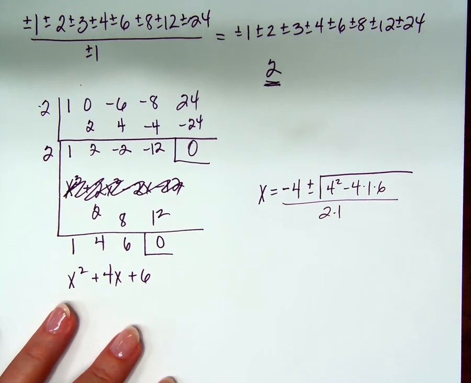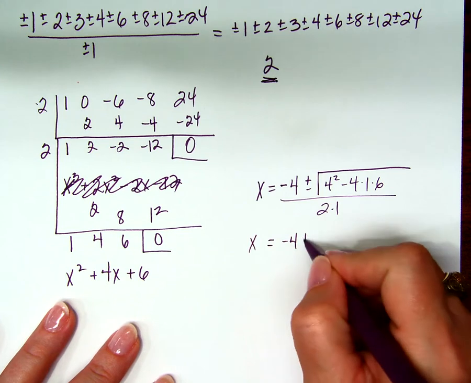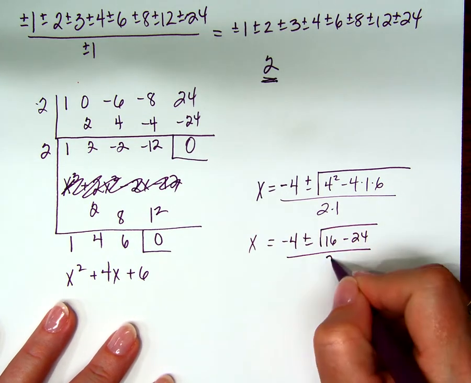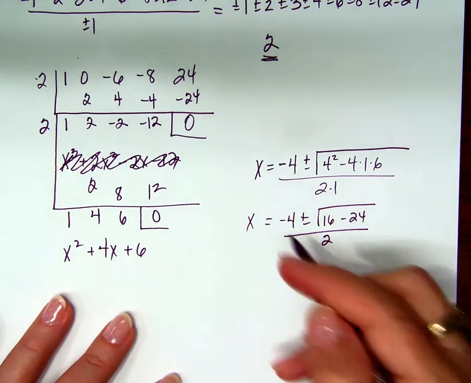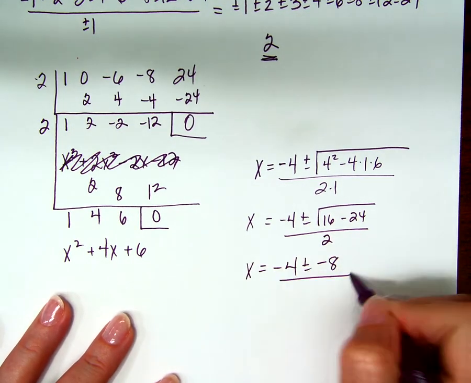We sing that a lot in Algebra 2, remember? So x equals negative 4 plus or minus the square root of 16 minus 24. So do you see why we didn't see it before? What is 16 minus 24? Negative 8.